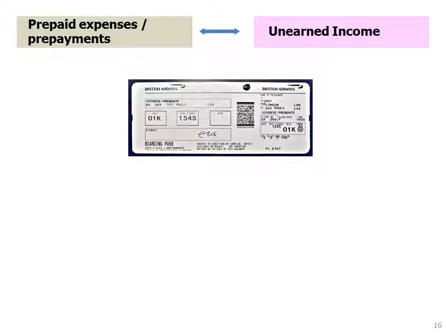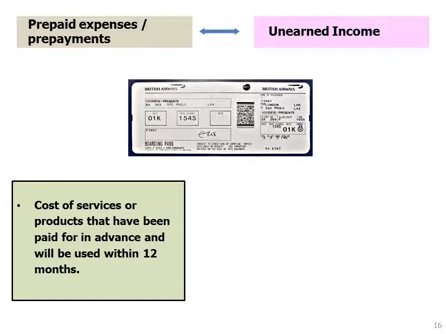From the point of view of the customer, an airline ticket represents a prepayment, while from the point of view of the airline, which has received the cash for the ticket but has not yet delivered the service, that cash received is on the asset side of the balance sheet. A corresponding amount is recognised as unearned income, as a liability, and this will be removed when the flight is actually taken and the service is delivered.